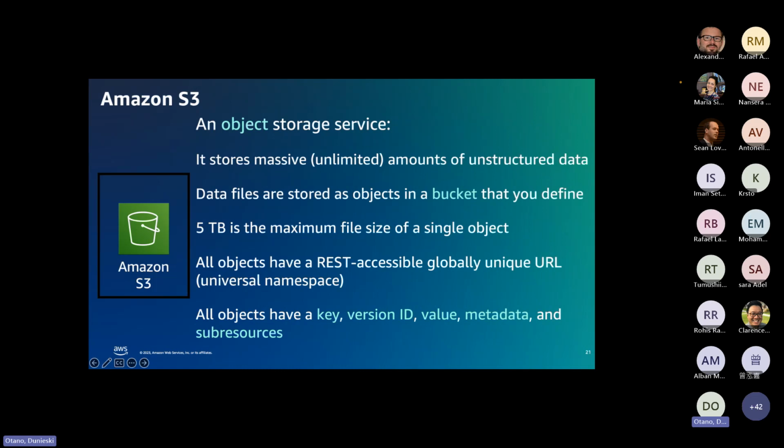So each object has 5 consistent characteristics. First, it has a key, right? Which is the name that you assign to the object. Let's say sample.txt, that's the key. So you use the object key to retrieve the object.